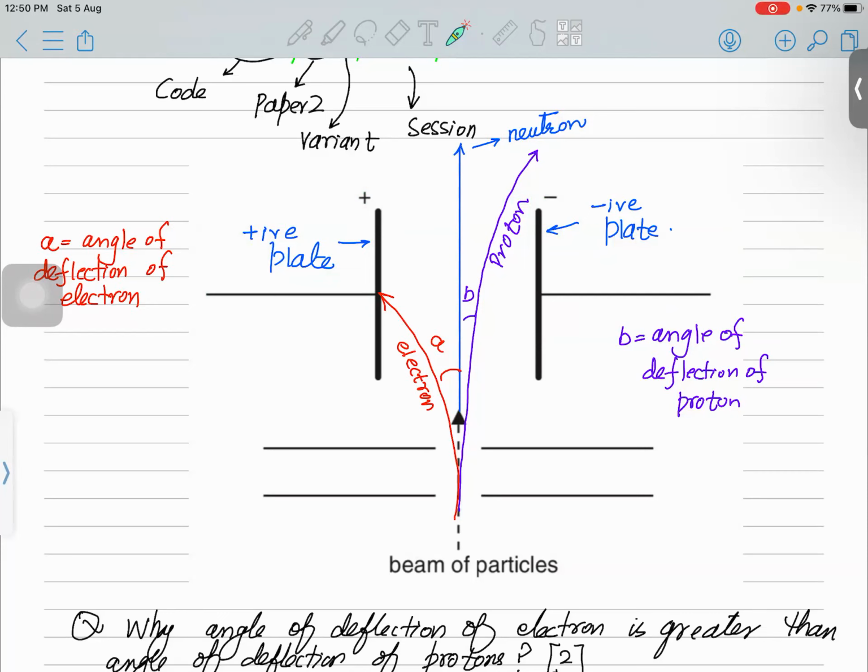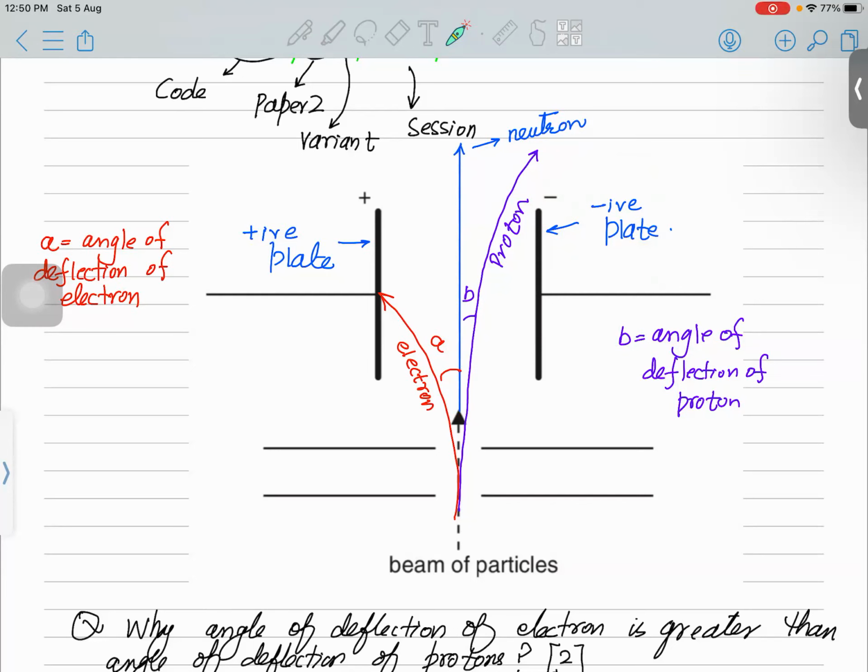Okay. Can you tell me the direction of the proton? Towards the negative plate. Why towards the negative plate? Because proton is positively charged. And what is the direction of neutron? Just in a straight line. So it is not deflected by any plate. Can you tell me why? Because it has no charge.